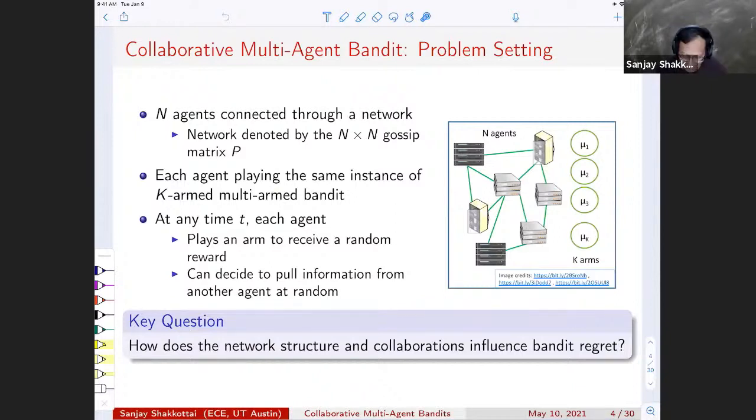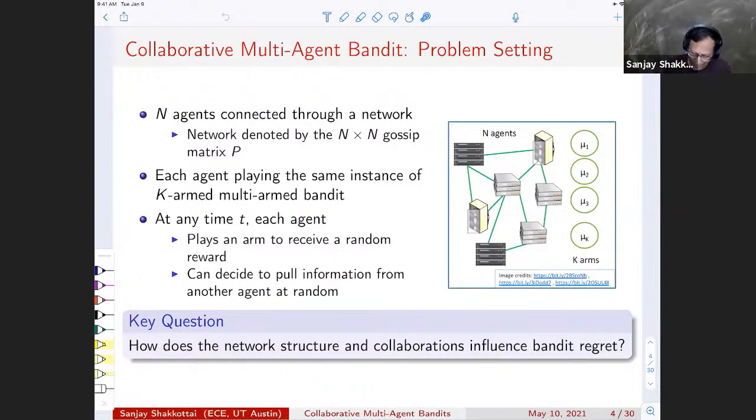The time moves forward in discrete slots. At each time, each agent can play one arm and gets a random reward with a particular mean. So if this particular agent plays arm two, it will get a sample from whatever the underlying distribution is, with mean mu sub two. If it's a Bernoulli reward, it will get a zero or a one. If it's a Gaussian reward, it will get one sample of a Gaussian with mean mu two.